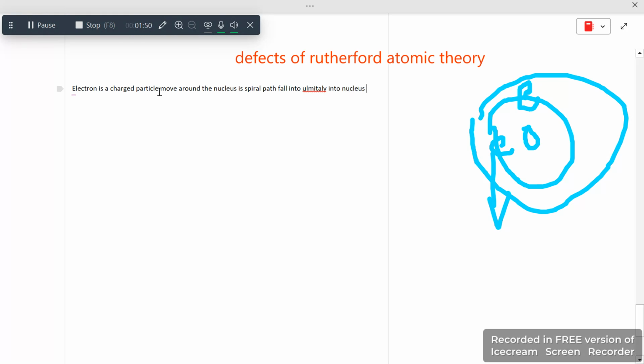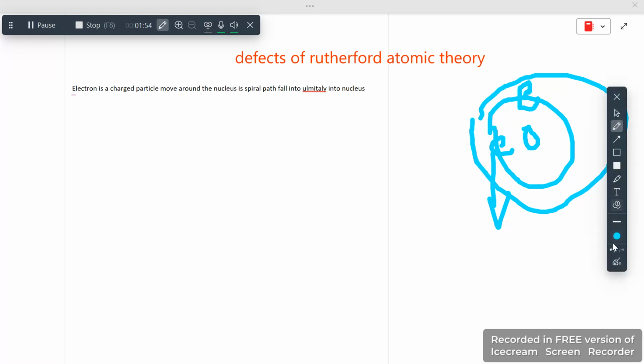So what does that say? The electron is a charged particle, as we also know. So if it's a charged particle and it's moving in a spherical form, why does it not fall down? What would be the reason it does not fall? Rutherford could not explain that. So this was the first defect of his theory.